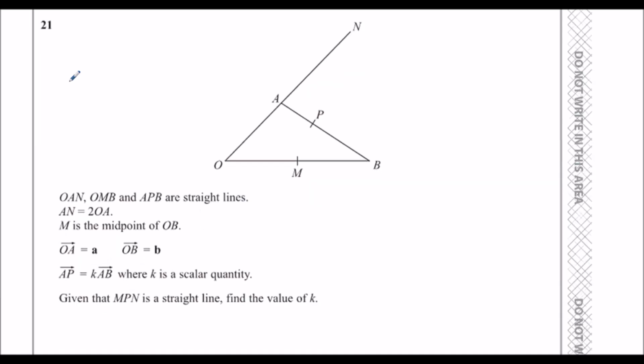Okay, question 21. OAN, OMB and APB, they're all straight lines. We've got 3 straight lines. They're shown in the diagram.